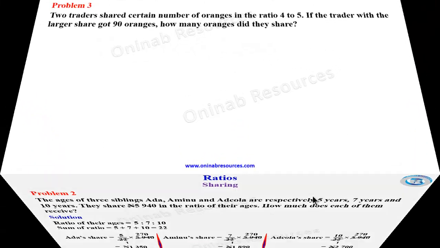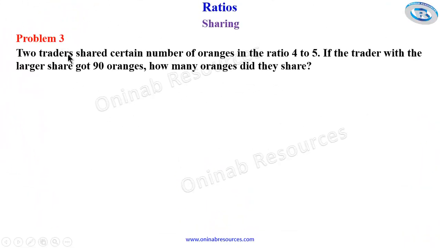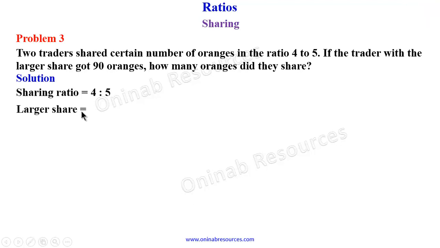We then go to problem 3. For problem 3, two traders shared a certain number of oranges in the ratio 4:5. If the trader with the larger share got 90 oranges, how many oranges did they share? So in our solution, we have the sharing ratio to be 4:5, and the larger share is 90 oranges. The smaller share, we let it be X since it is not known.